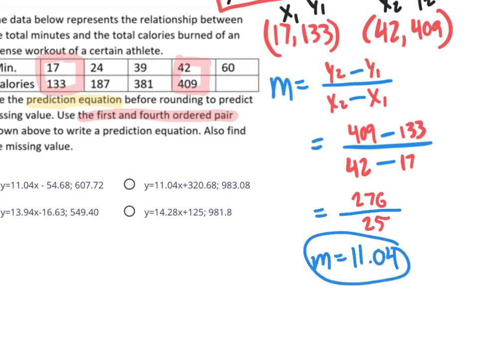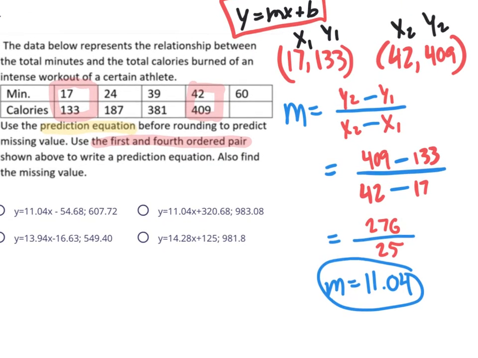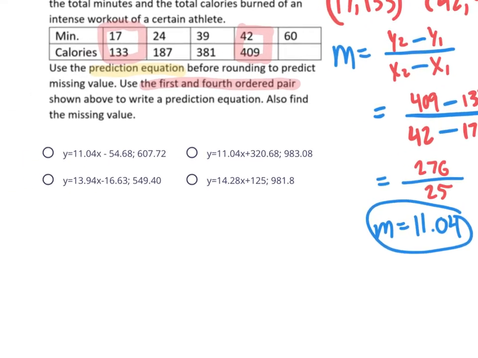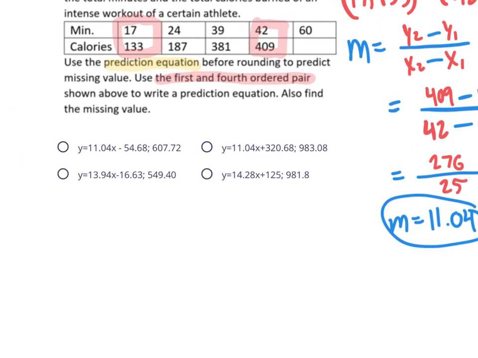This is a very important part of our prediction equation, our slope. Once we have our slope, right off the bat, I know that it's either going to be this answer, which has a slope m of 11.04, or this one, m of 11.04. It cannot be this one. That was 13.94. This was 14.28. So it's one of those two options.